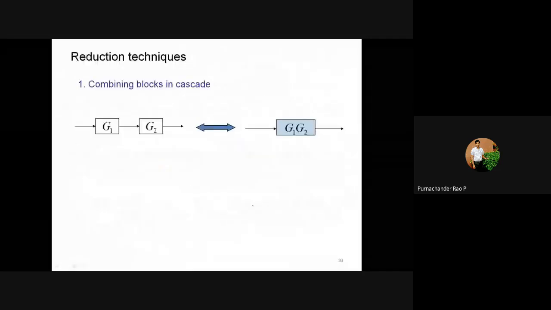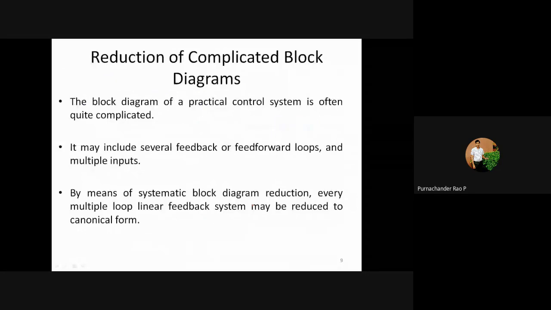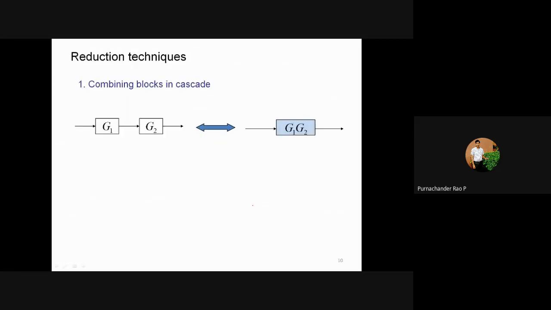So these are the different reduction methods. It is very, very important. The first is combining of blocks, G1 and G2, which are in cascade form. So the resultant is going to be G1 into G2. Here the input is R and the output is C, normally. So this is again R and C.